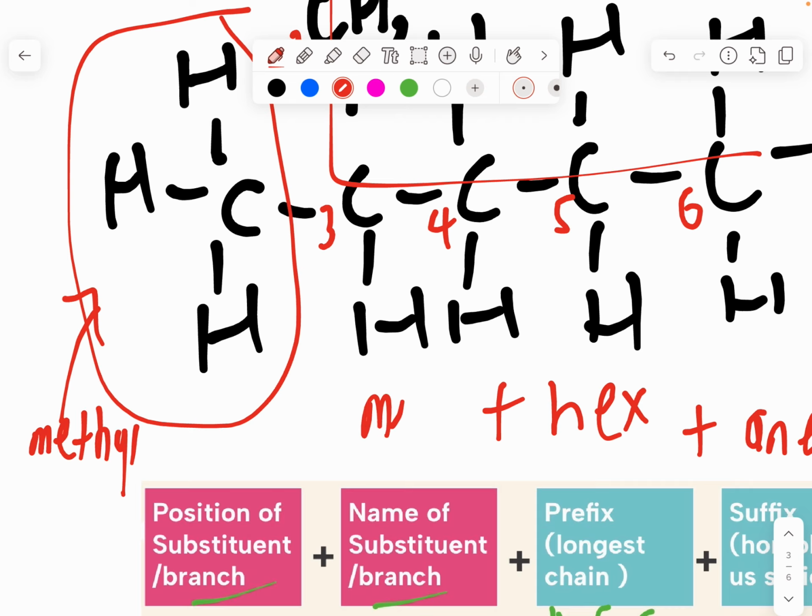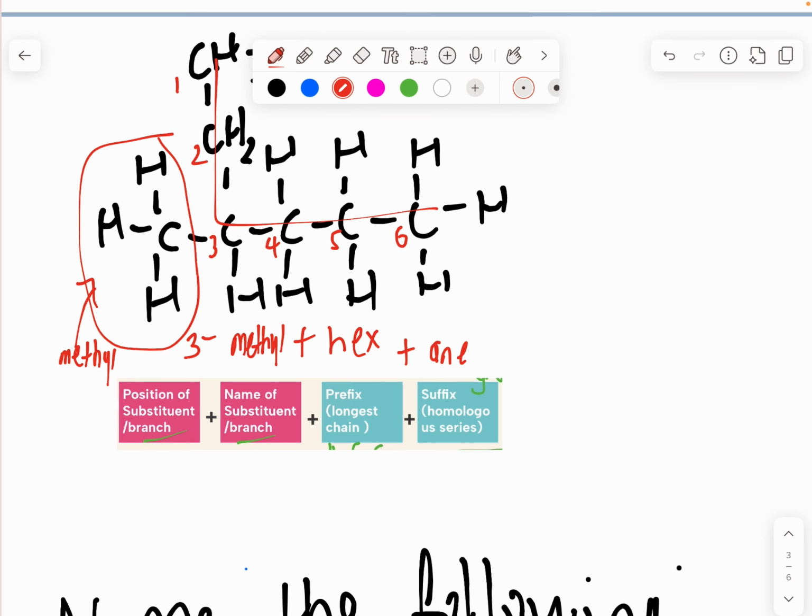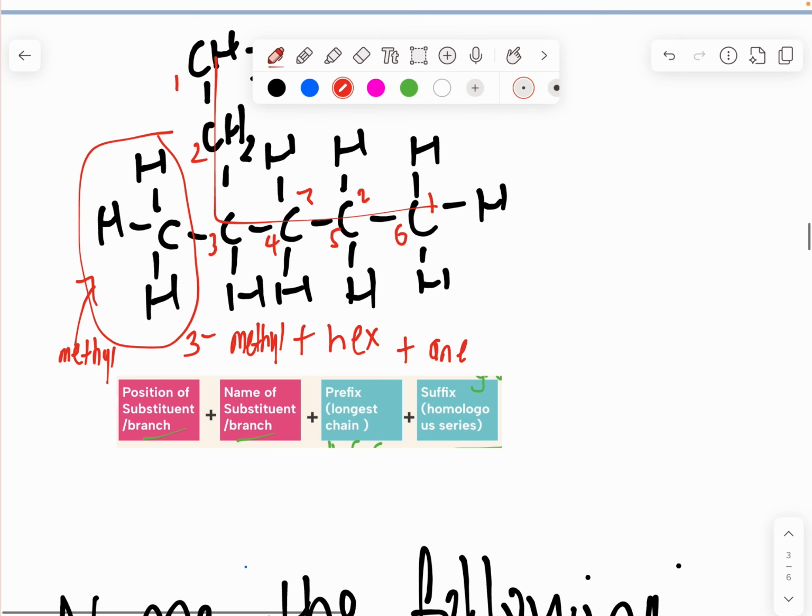So I'm going to put the methyl here, and this methyl group is on carbon number 3. That's the lowest possible number. If we were to go 1, 2, 3, 4, 4 would be too much. Right, so it's on carbon number 3. So the name is 3-methylhexane.